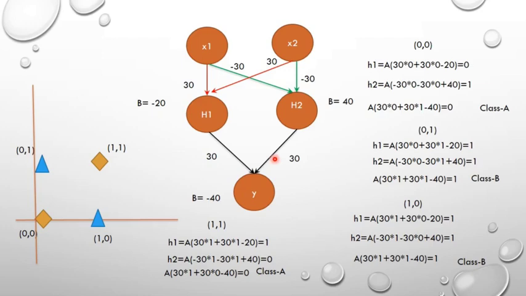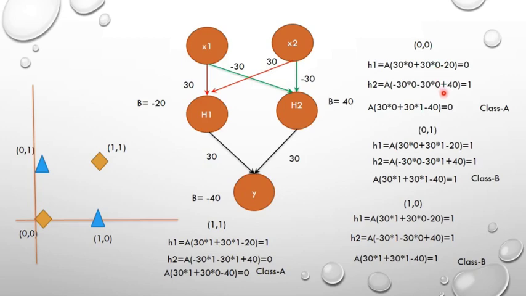Consider the input diamond with coordinates 0, 0. Let us substitute this value 0, 0 into the equation of the neuron. What was the equation? Input into weight plus or minus bias. So for h1, the weights are 30, input is 0, so 30 into 0 plus 30 into 0 minus bias, which is given as minus 20. The answer will be minus 20, as it is less than 0. So after application of the activation function, the final output will be 0.